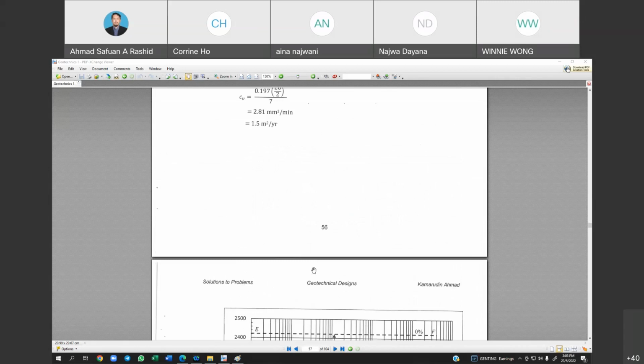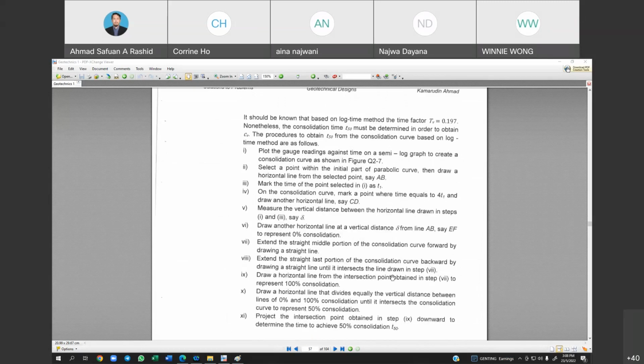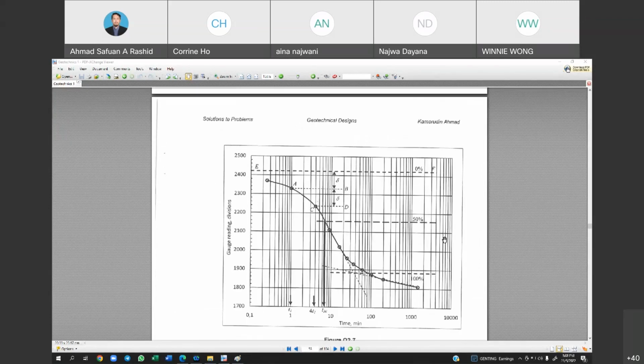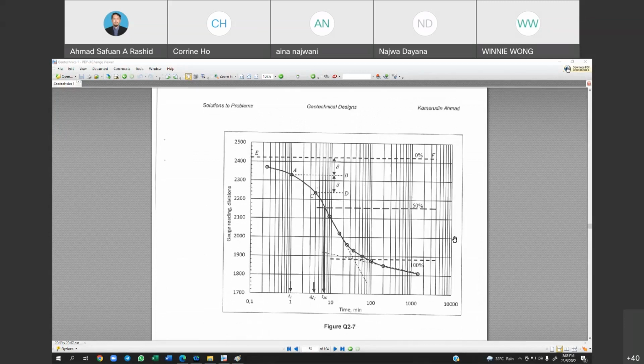So the procedure has been given here in order to determine what is the Cv value. The first step is to draw the tangent line on the second and the third curve, the consolidation curve. Then from there we get the 100 degree of consolidation.